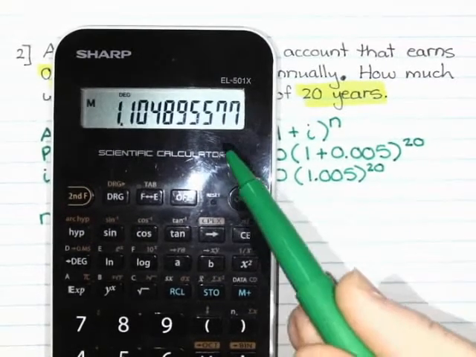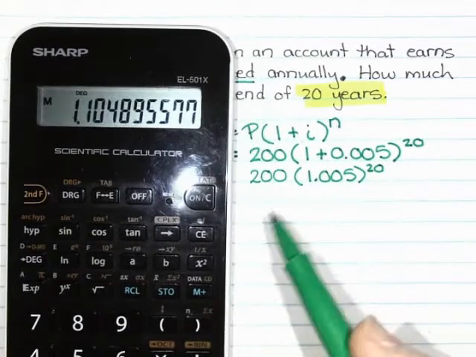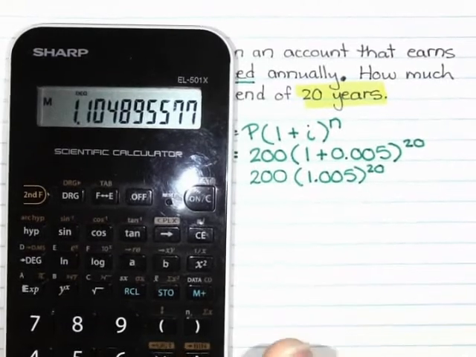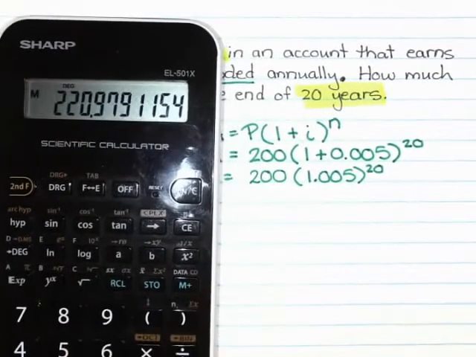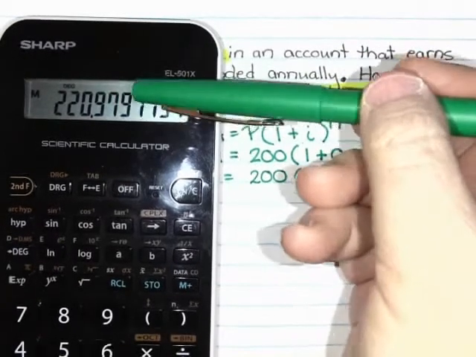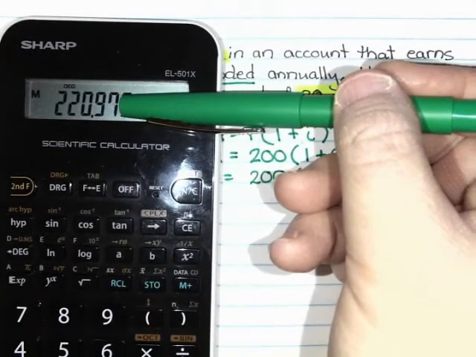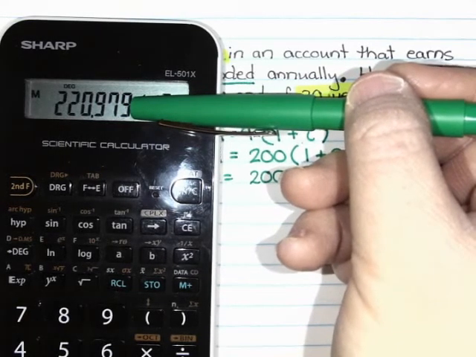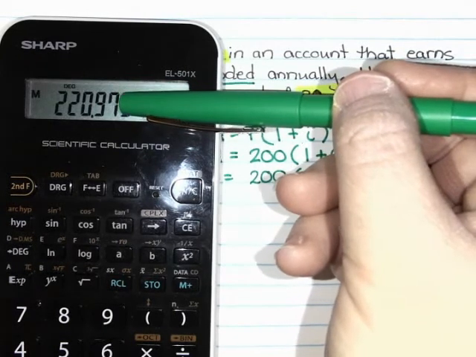And I get this. I don't want to write that down. So I'm actually going to do the exponent and multiply on the same step. So I'm going to then multiply that answer by 200 to get $220, and money should have 2 decimal places. So that would be 97 cents. But I am just going to take a peek at the next number. If that's a 5, 6, 7, 8, or 9, I'm going to round that up to 98. So since that's a 9, I'm going to push this up to 98 cents.